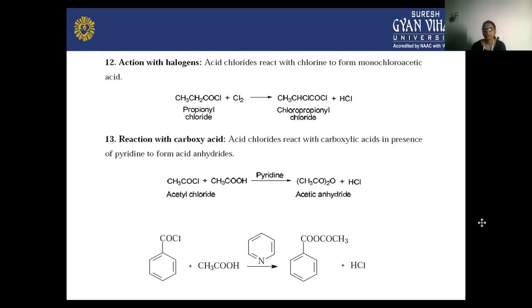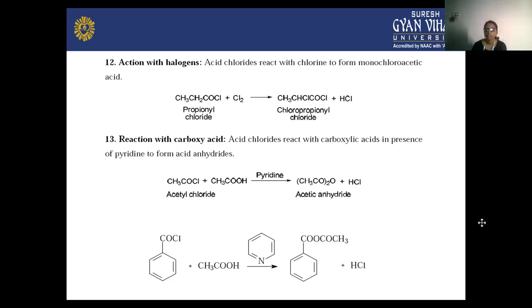So this is the 13th reaction of carboxylic acid. In this, when a derivative of carboxylic acid reacts with the parent carboxylic acid in the presence of pyridine, there is a formation of an acid anhydride. So acid anhydride is formed.